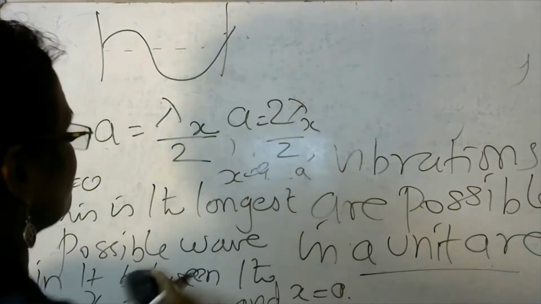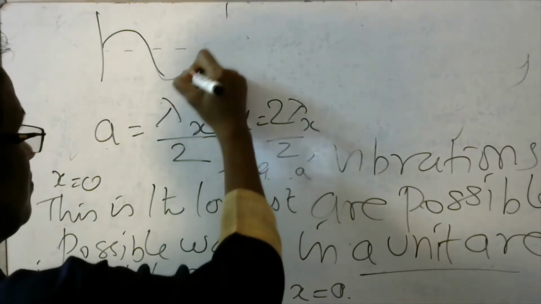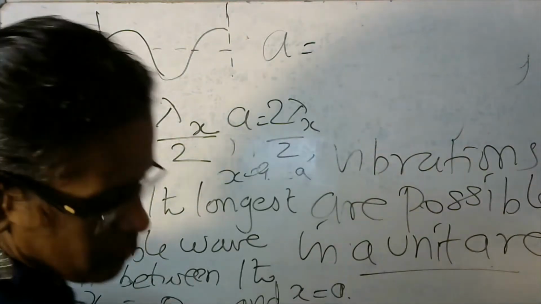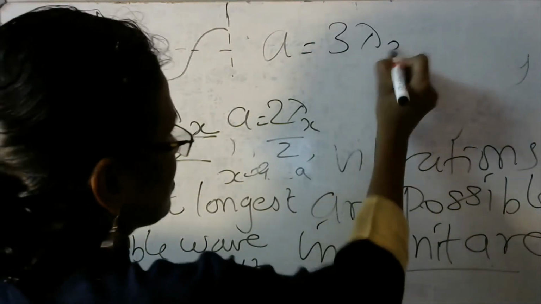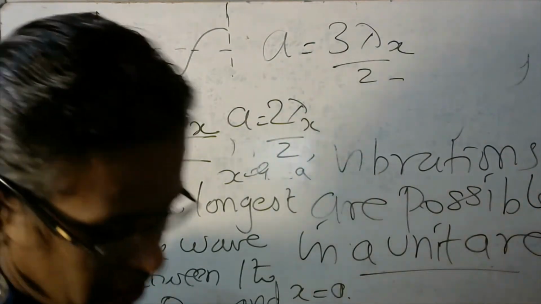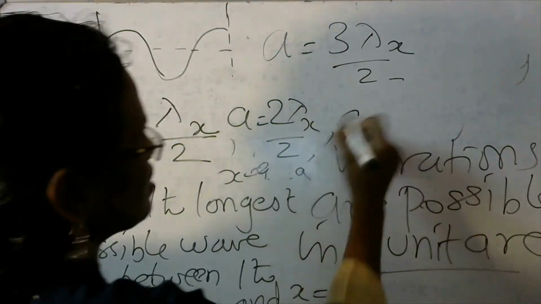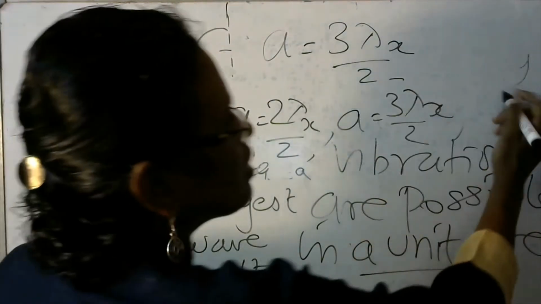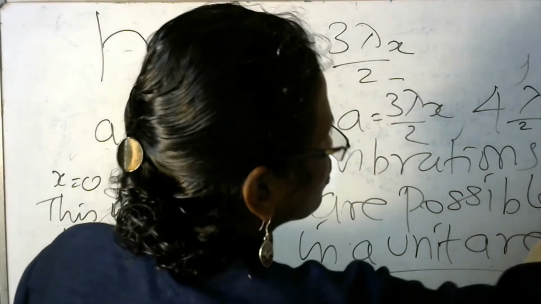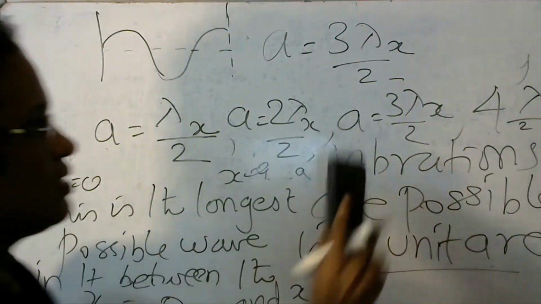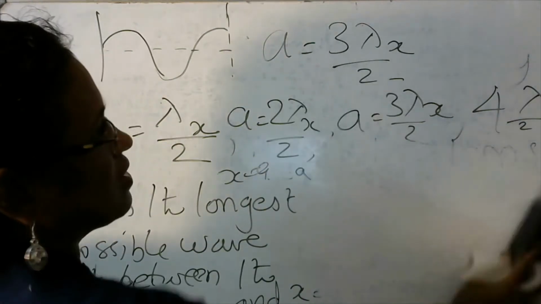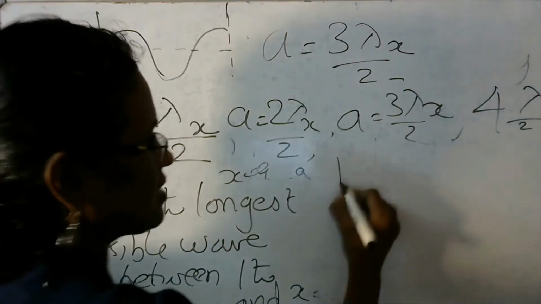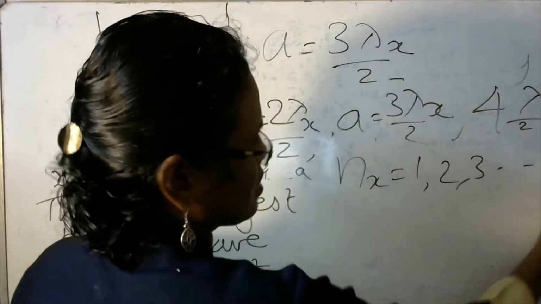this one I can write as a is equal to 3 lambda x by 2. So it will go on like this. The shorter the waves become, you will have 4 lambda x by 2 and so on. Is it clear? Here n refers to the integer, nx is equal to 1, 2, 3, etc.